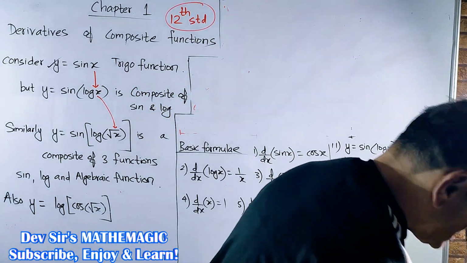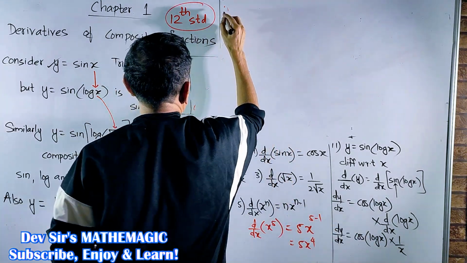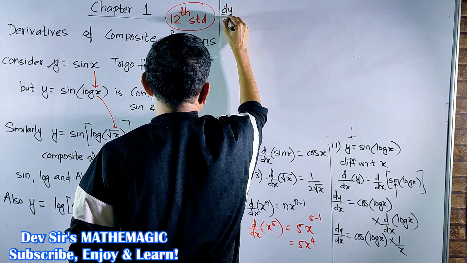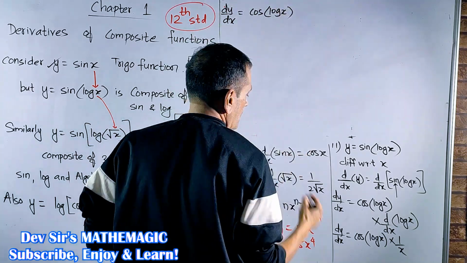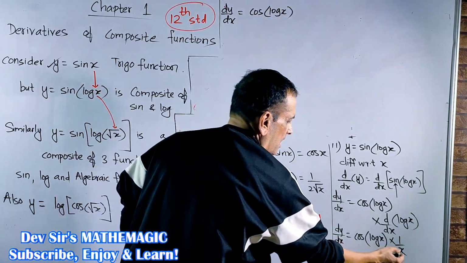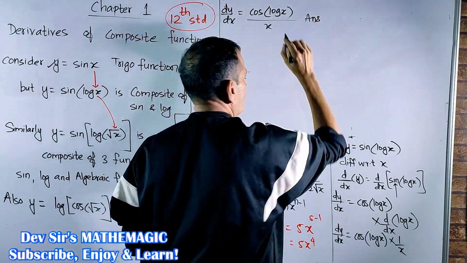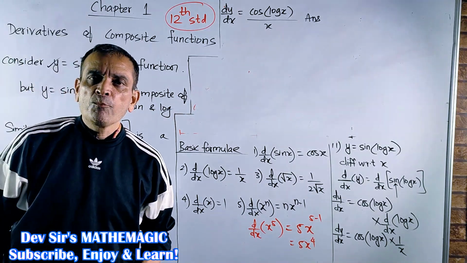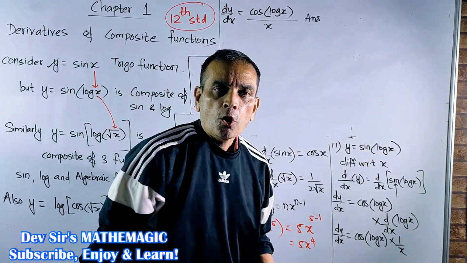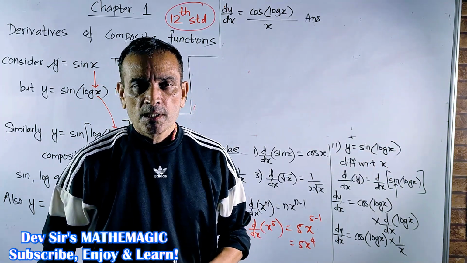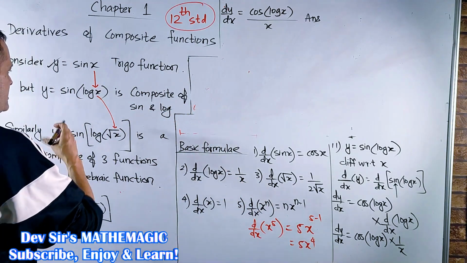So I'll write the answer as cos of log x upon x, into 1 नहीं लिखता, upon x. That is the answer. Simple है ना? Start with the outermost function. Go on finding the derivative of the innermost functions, right? Okay. अभी ये हो, these two are over.